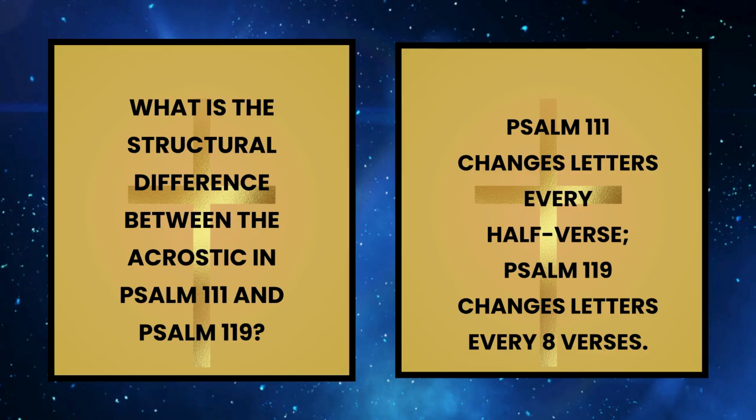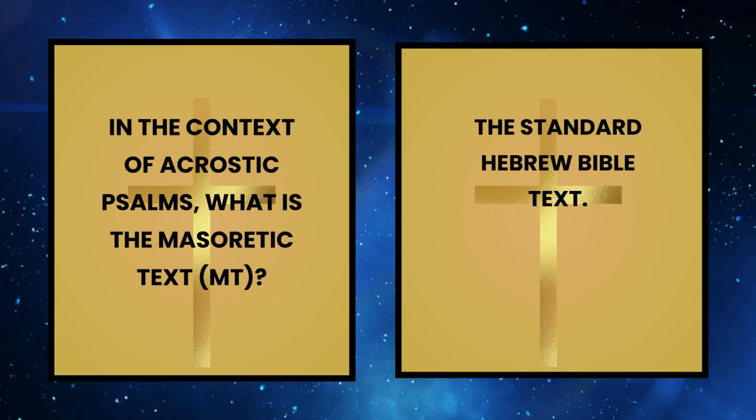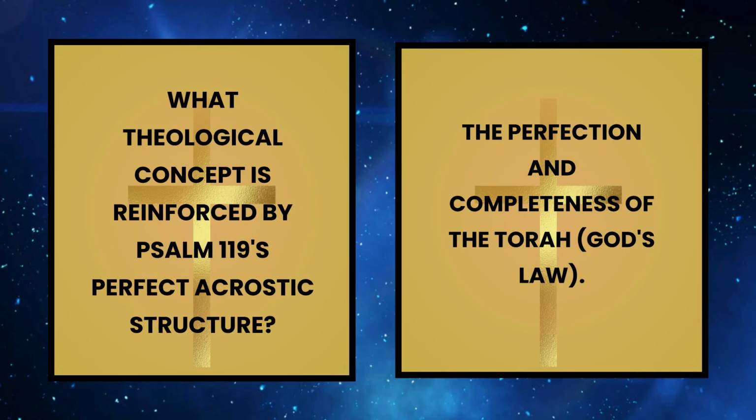What is the structural difference between the acrostic in Psalm chapter 111 and Psalm chapter 119? Psalm chapter 111 changes letters every half verse, while Psalm chapter 119 changes letters every 8 verses. In the context of acrostic psalms, what is the Masoretic text? It is the standard Hebrew Bible text. What theological concept is reinforced by Psalm 119's perfect acrostic structure? It reinforces the perfection and completeness of the Torah, which is God's law.